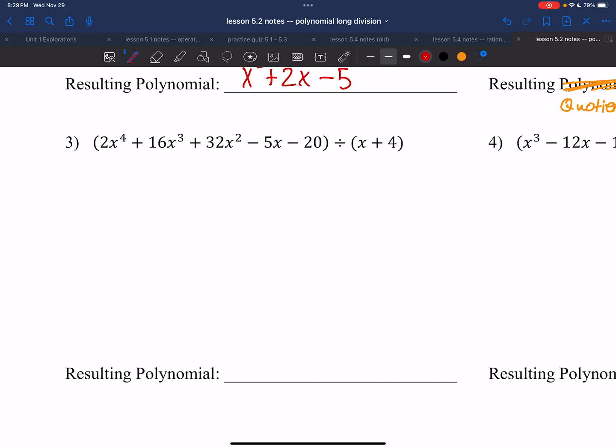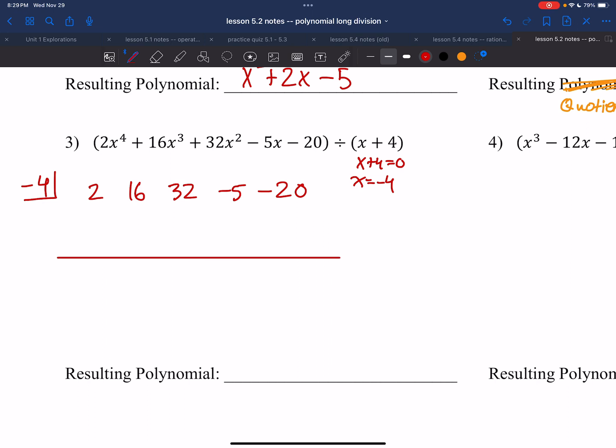So let's look at number 3 here. Here's 2, 16, 32, -5, -20. Notice they were all decreasing powers, 4, 3, 2, 1, 0, okay? So we didn't miss anything. The root of x plus 4, right, is -4. So I put -4 in this box. And now I'm just going to do synthetic division. Drop the 2. 2 times -4 is -8. 16 plus 8 is 8. 8 times -4 is -32. Those added together is 0.